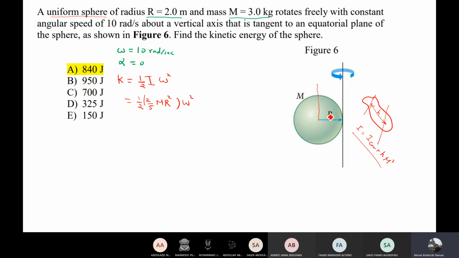However, the rotation is not here. The rotation is here. What should we do? It is far away from the center with distance h equal to r. This is h equal to r. So this is not correct. We use K equal to 1/2 times I center of mass plus m h squared. Okay, I squared the h here.